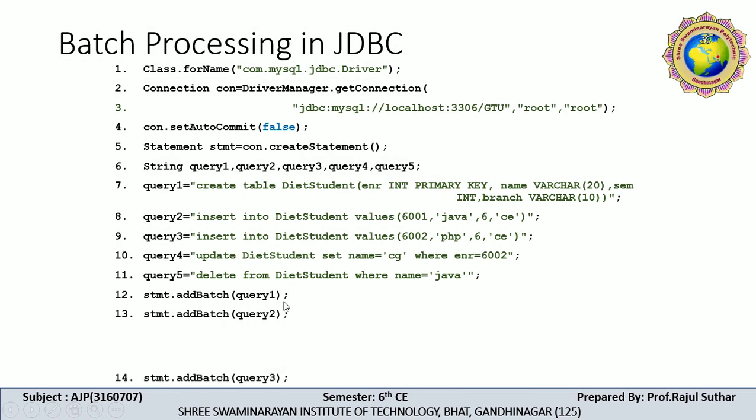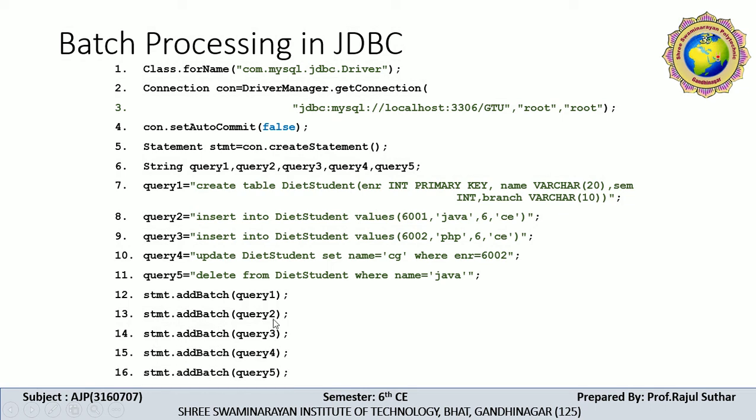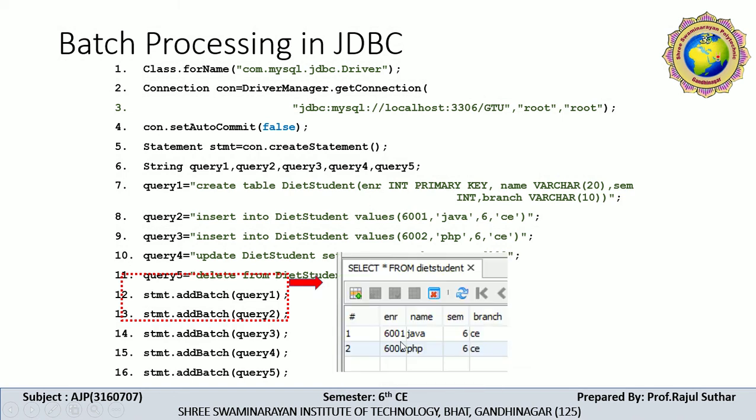Each and every statement will be performed. So statement.addBatch query 2, 3, 4 and 5. Okay. So this bulk query or group query is called batch processing in JDBC. Here two queries represent 601, that is Java. We are inserting the record.